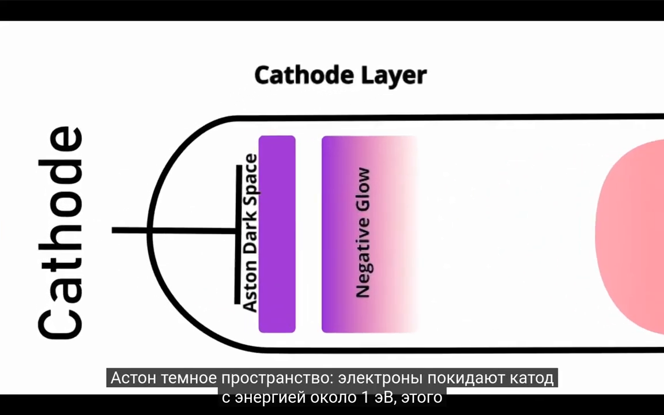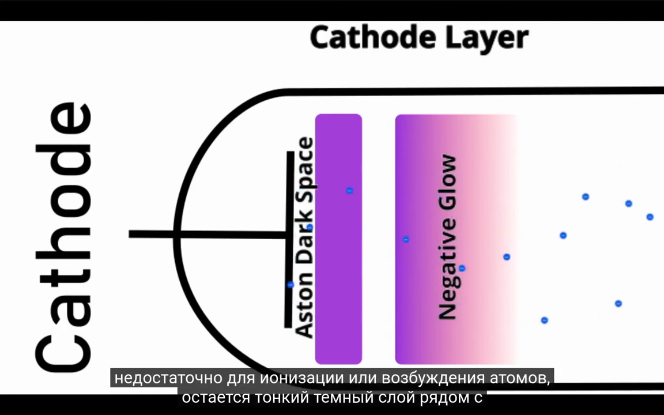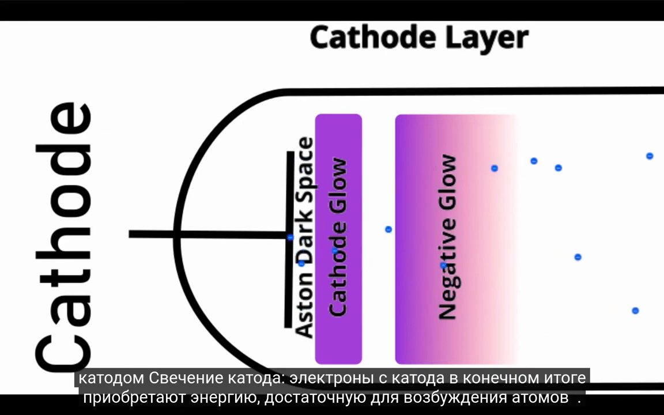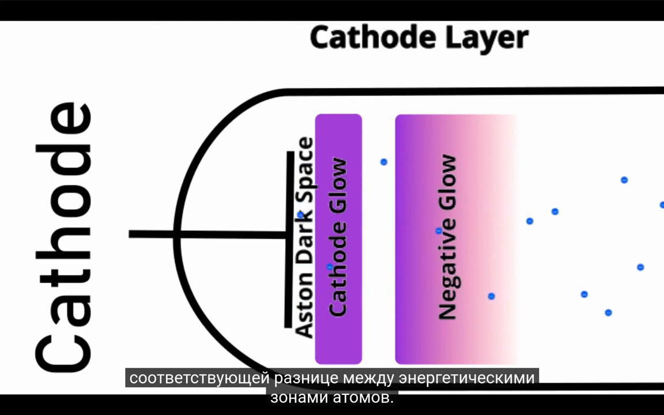The Aston dark space. Electrons leave the cathode with an energy of about 1 electron volt. This is not enough to ionize or excite atoms. This leaves a thin dark layer next to the cathode. Cathode glow. Electrons from the cathode eventually attain enough energy to excite atoms. These atoms quickly fall back to ground state, emitting light at a wavelength corresponding to the difference between the energy bands of the atoms.